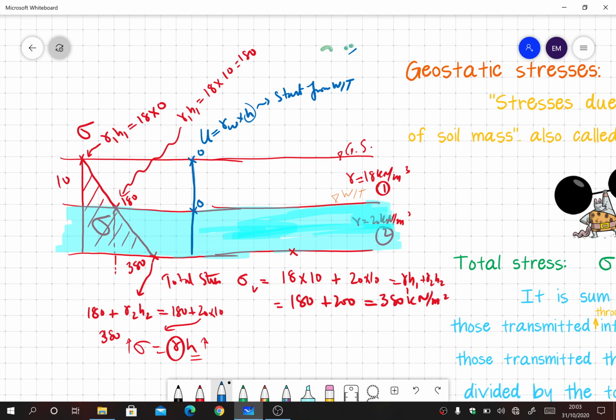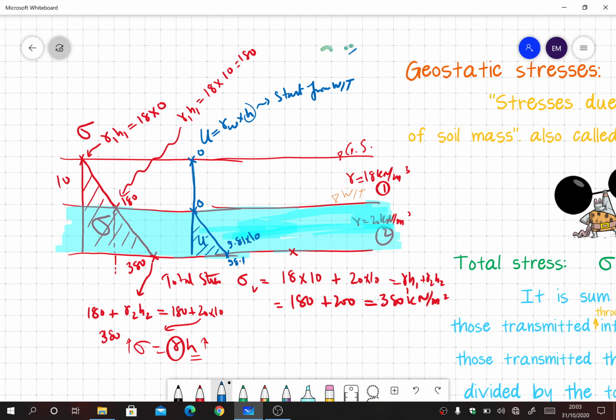And when layer 2 starts, we know that at the start we have 0 because it's the top of the water table, and at the bottom I'll calculate gamma w into h. I know that gamma w is 9.81 kilonewton per meter cube, so multiply that with 10, that is the thickness of layer 2, so 98.1. This is the pore water pressure diagram for our case.